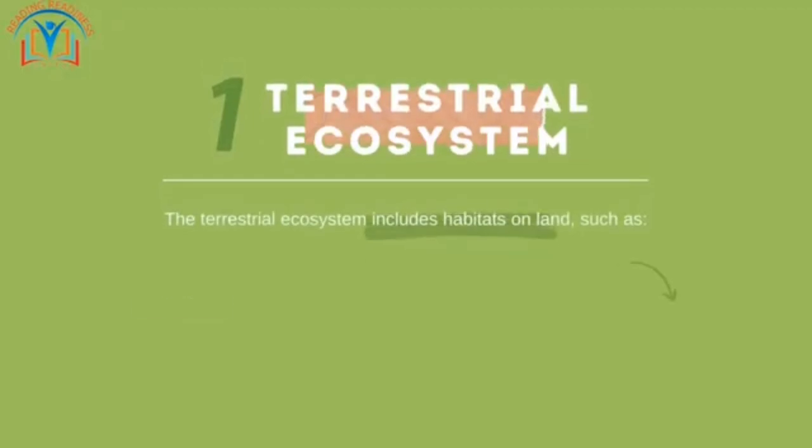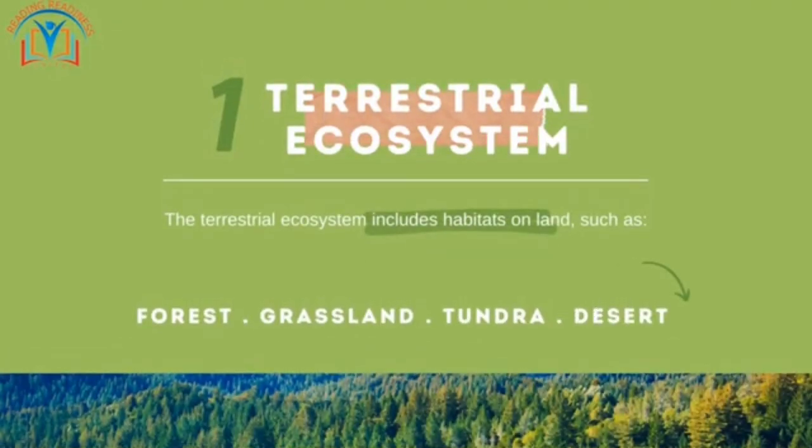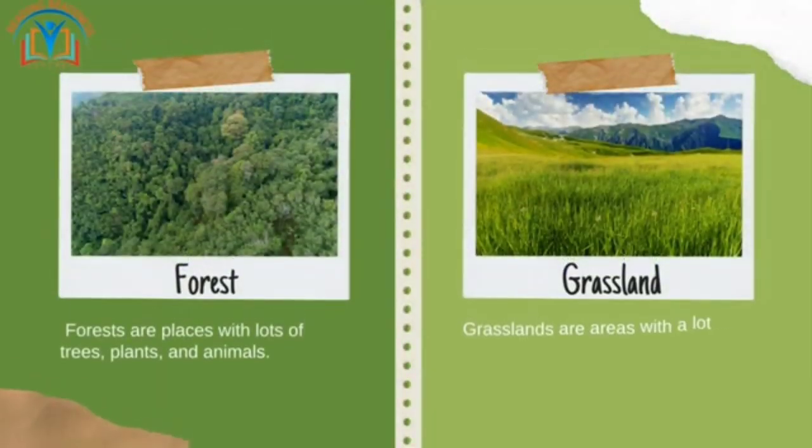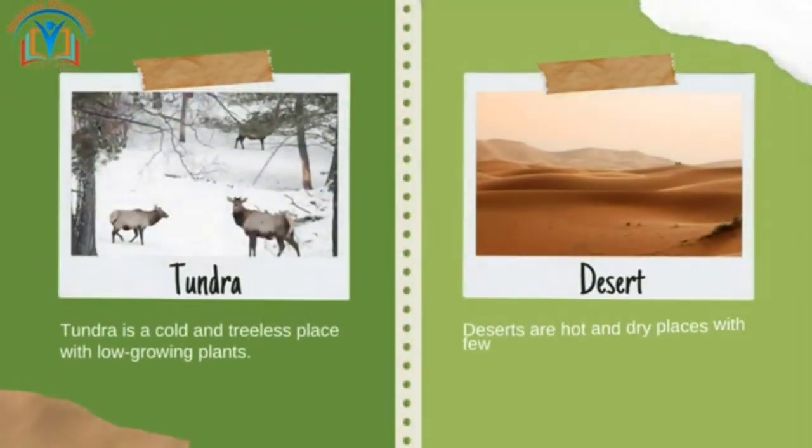The terrestrial ecosystem includes habitats on land, such as forest, grassland, tundra, and desert. Forests are places with lots of trees, plants, and animals. Grasslands are areas with a lot of grass and few trees. Tundra is a cold and treeless place with low-growing plants. Deserts are hot and dry places with few plants and animals.